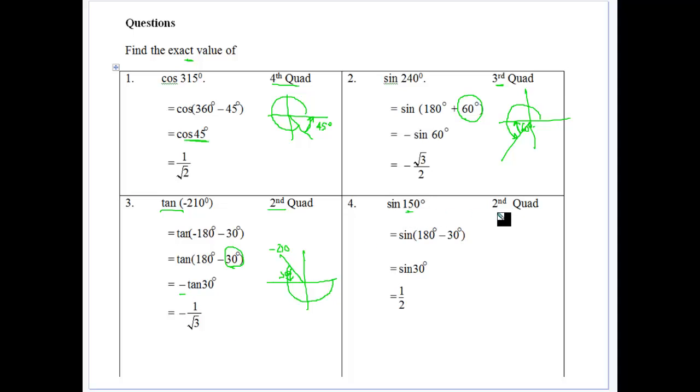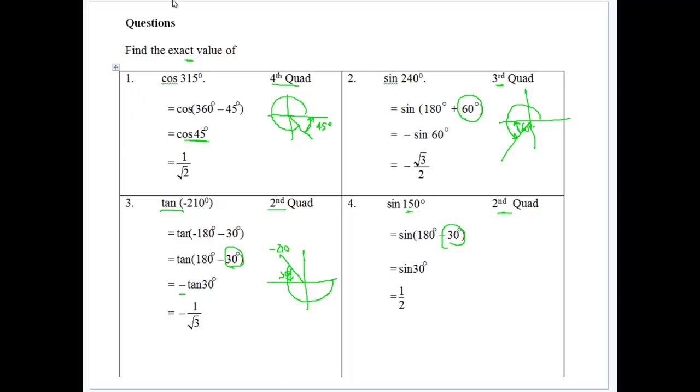150 degrees is in the second quadrant, so sine in the second quadrant is a positive answer. So that's where we've got the positive answer at the end. Again, what angle is it back to the x-axis? Well, a related angle gives us 30 degrees. So sine of 30 is a half.